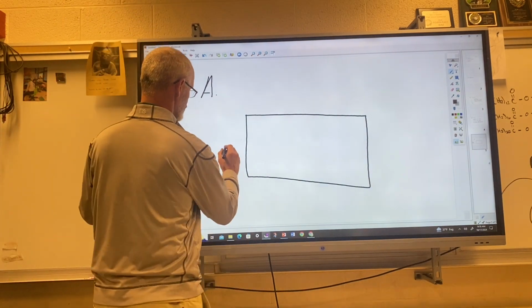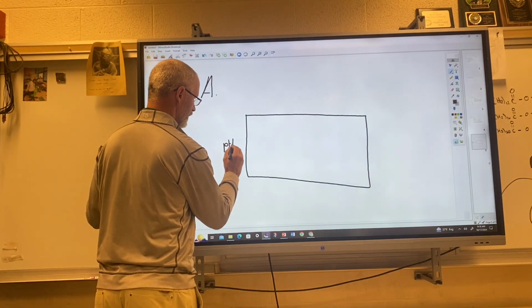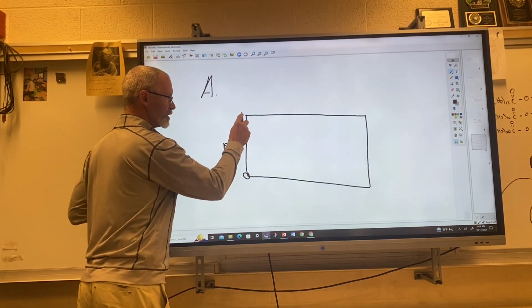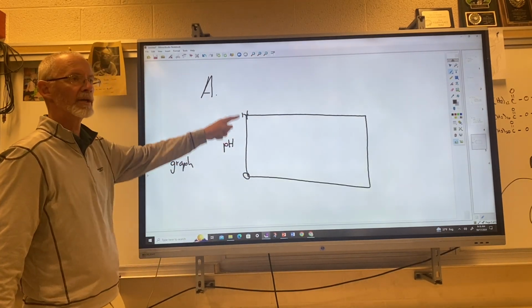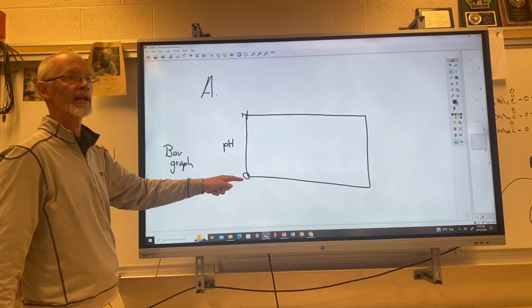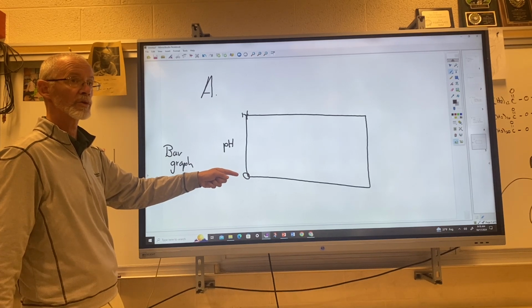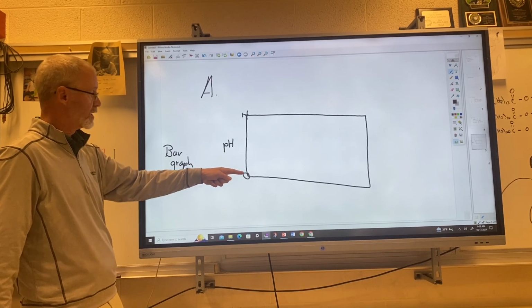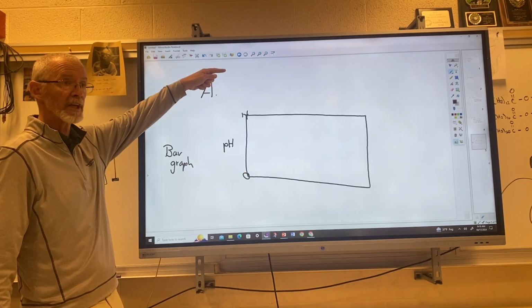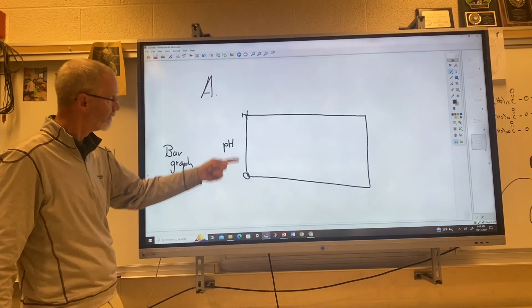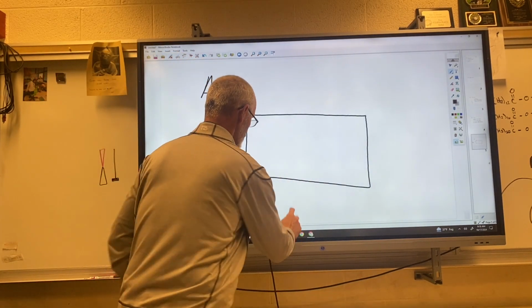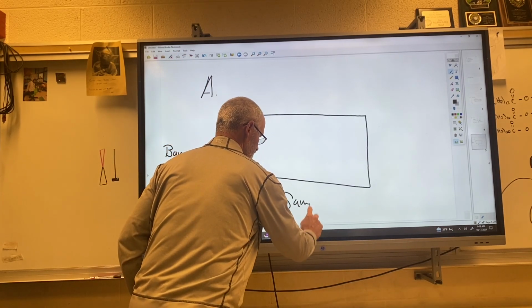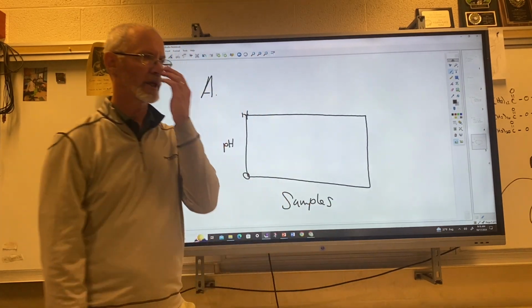This axis will be labeled pH, and you will have it run from 0 to 14. Can you manage the run on any axis in a table using Google Docs or Word? Yeah, you can. So it shouldn't say 0 to 50, because what is the pH scale? 0 to 14, got it? Now over here, this one will be labeled samples.